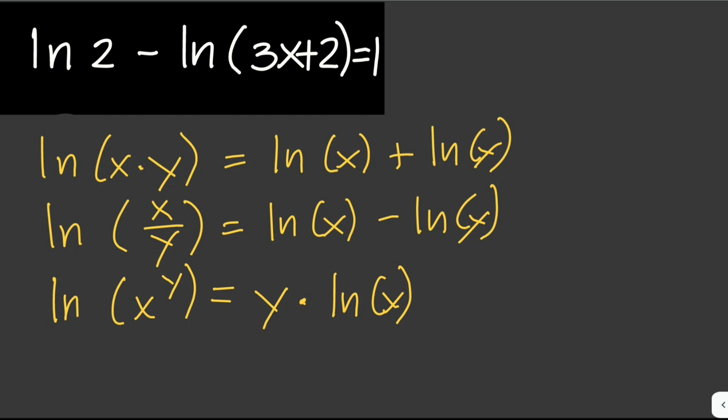Okay, ln of 0 is undefined. ln of 1 is equal to 0. Okay, that's all for the natural logarithm rules and properties that you need to consider. We will not discuss the properties and rules in derivative and integral. Okay, so let's solve this problem here.